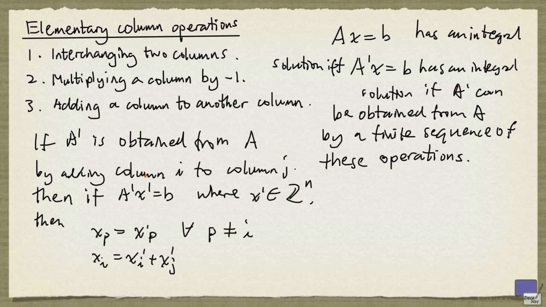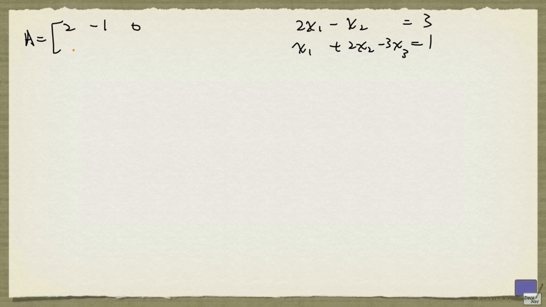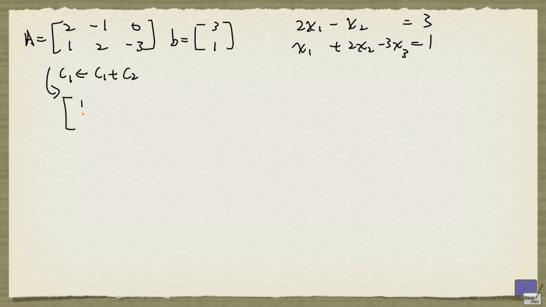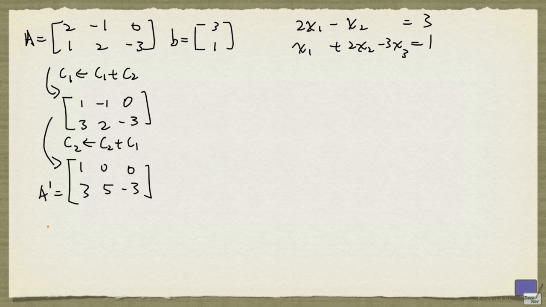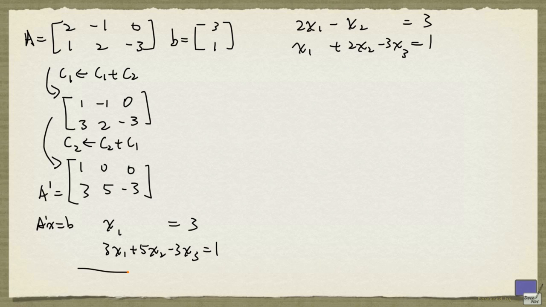Let us now look at an example that illustrates this process. Suppose that the system that we're looking at is the following. So here the matrix A will be [2, minus 1, 0; 1, 2, minus 3], and B will be the tuple (3, 1). So we're going to add column 2 to column 1. That will give us 1, 3 in the first column. Next, we're going to add column 1 to column 2. And let's call this A prime. Then what this is saying is, A prime x equals B is the system x1 equals 3 and 3x1 plus 5x2 minus 3x3 equals 1. Remember that the original system has an integral solution if and only if this does.